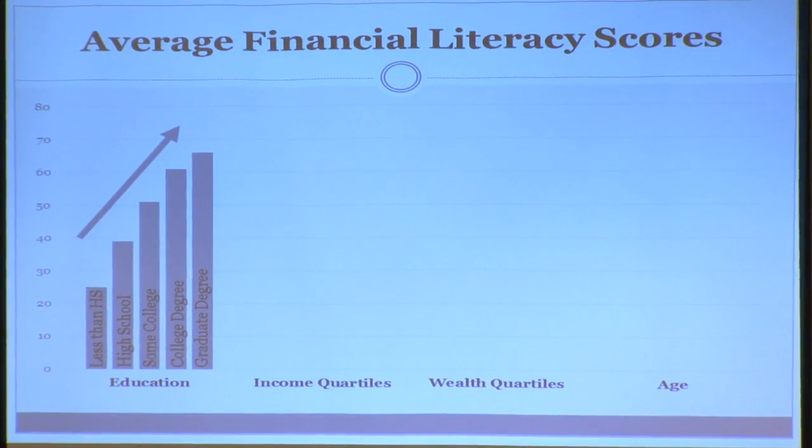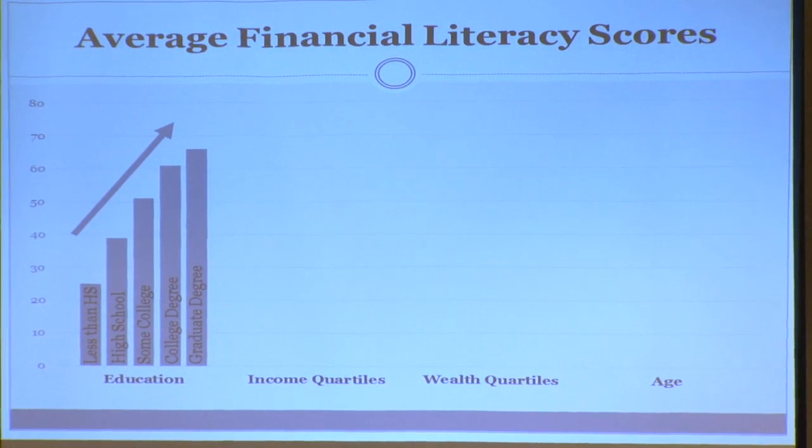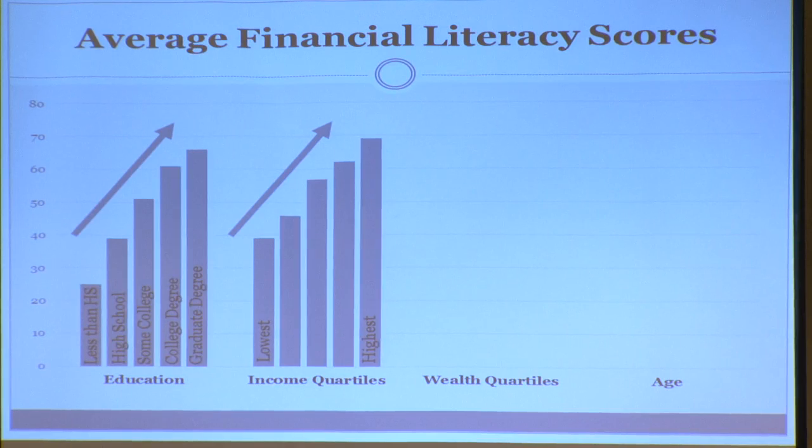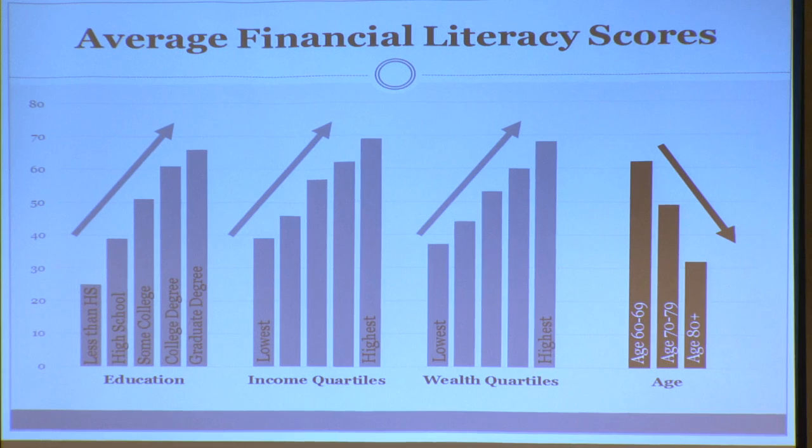Those with more education scored higher on financial literacy. They have a greater incentive to invest in finance-specific human capital. Those who have more income also have higher financial literacy scores. Again, not surprising at all. As wealth goes up, again, you have more of an incentive to make that investment in obtaining greater financial literacy, so your financial literacy score goes up. But then when we looked at age, we saw this sharp decline in financial literacy in old age.